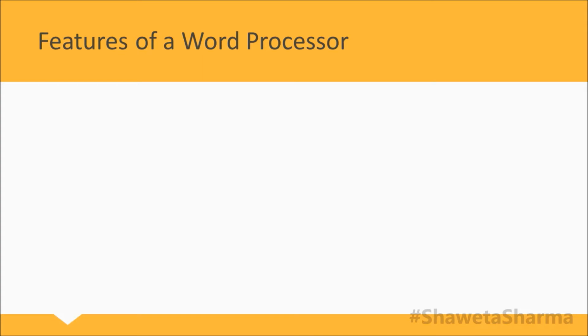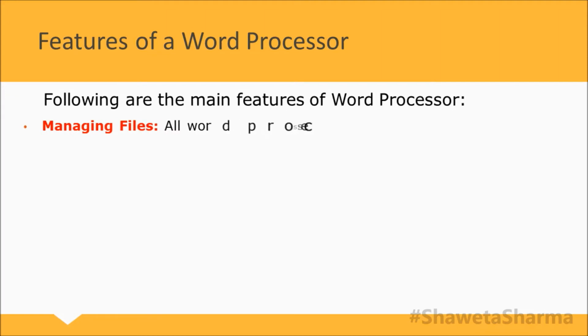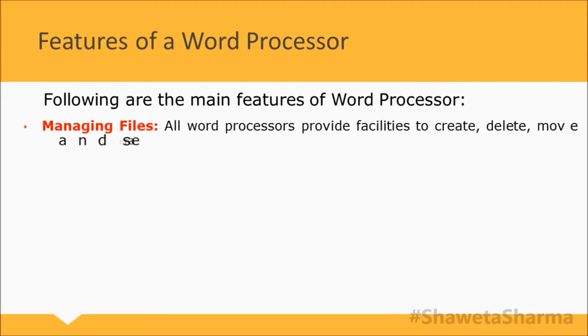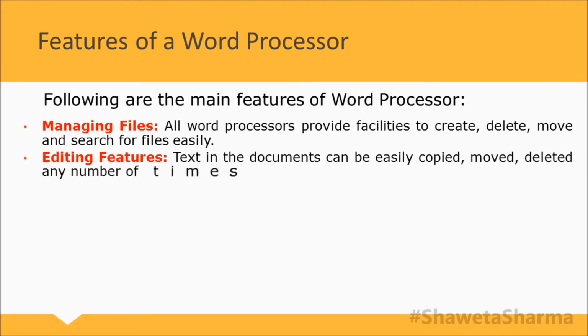So let's start with the features of a word processor. Following are the main features of word processors. First is managing files. All word processors provide facilities to create, delete, move, and search for files easily. Second one is editing features. Text in the documents can be easily copied, moved, deleted any number of times.